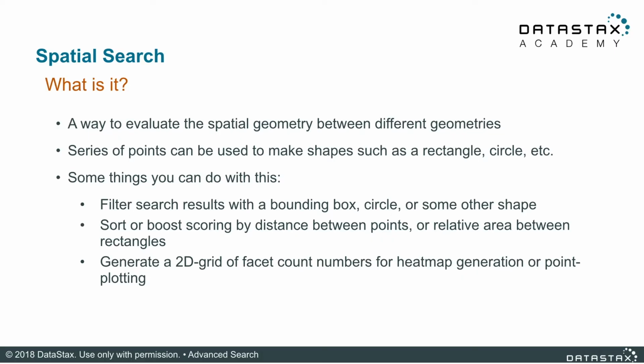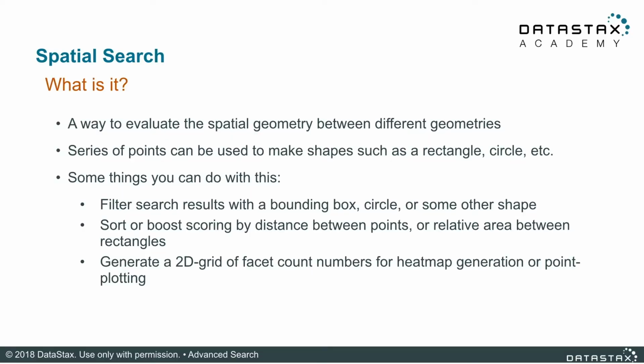Spatial Search is a way to evaluate and compare the spatial geometry between two or more geometrical shapes, which can be anything from a point to a line, triangles, rectangles, and even more complex polygons. With the smallest unit being the point, everything else is therefore described as a series of points as well. With this capability, DSE Search is able to do things like filter results for geometrical shapes that exist on, within, or outside another geometrical shape.